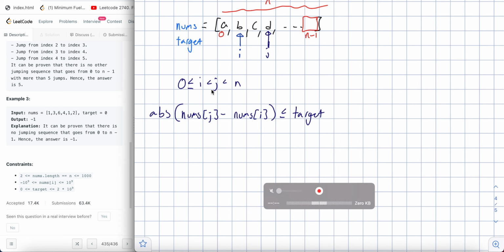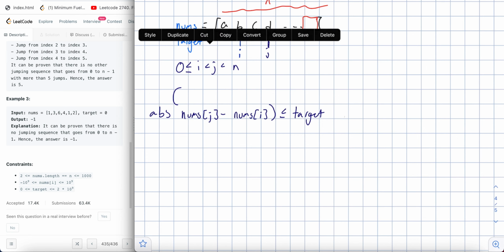You can only walk through it given this second condition, right? This second condition here. All right, so let's actually put things where they need to be.